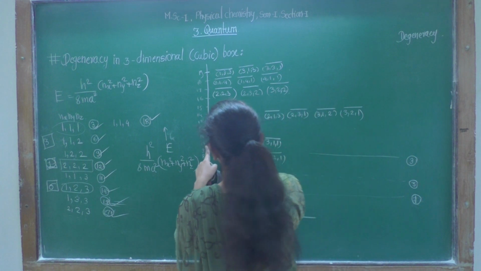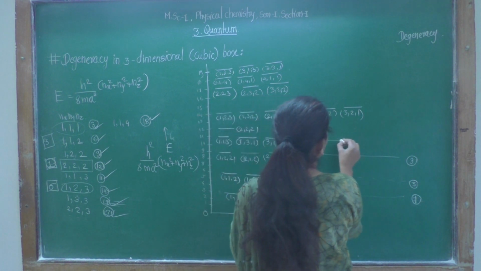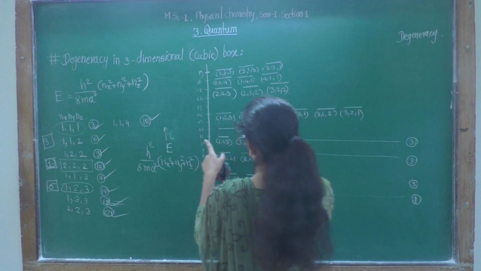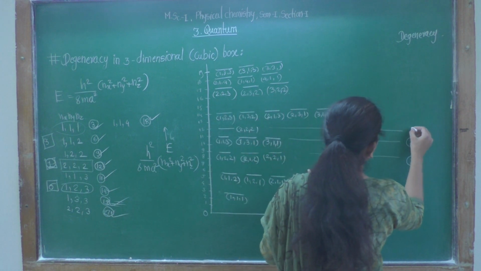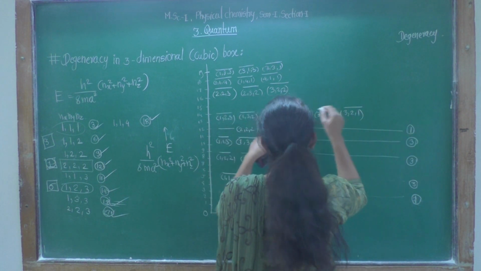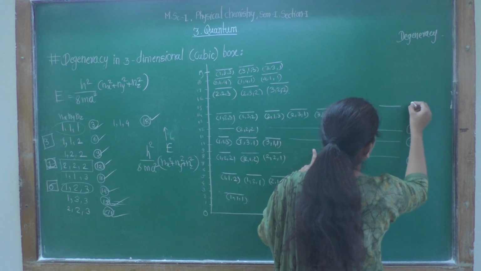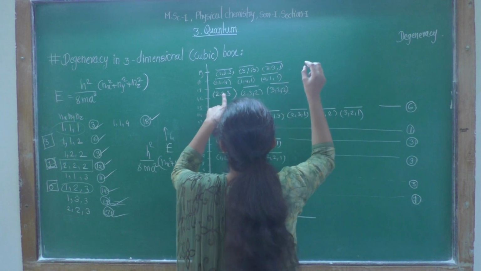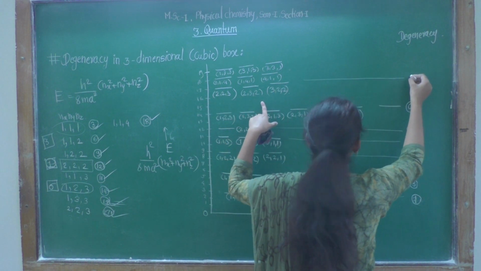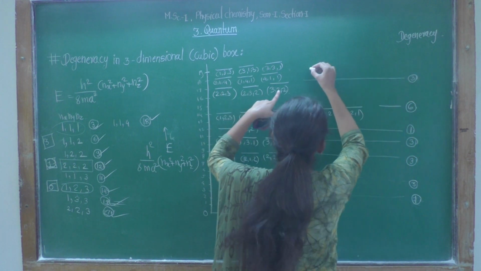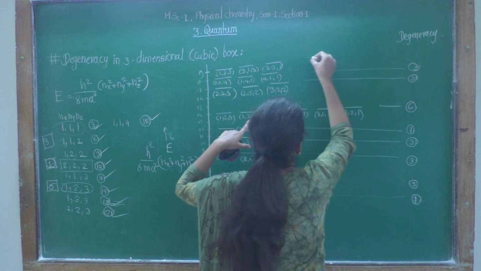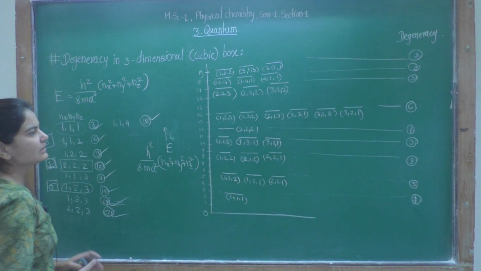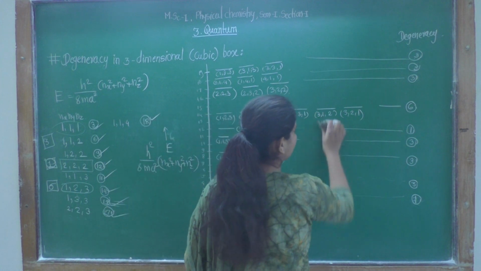For 11h square upon 8mh square, the degeneracy is again 3. For 12, it is only 1. For 14, the maximum degeneracy, it is 6. 1 2 3 4 5 6. For 17, the degeneracy is 3, 18 also 3, and for 19 also the degeneracy is 3. That's it. This is all about the energy level diagram.